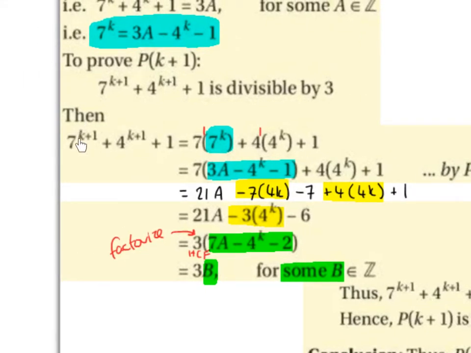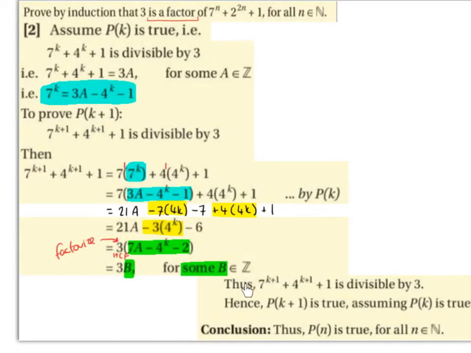So we have 7 to the power k plus 1 plus 4 to the power k plus 1 plus 1 equals 3b. So 3 times something. It doesn't matter what that something is, but we know it's equal to 3 times something, which means that 3 will divide into this. Thus, 7 to the power k plus 1 plus 4 to the power k plus 1 plus 1 is divisible by 3. Hence, P(k+1) is true, assuming that P(k) is true.